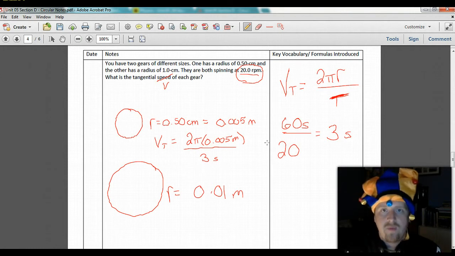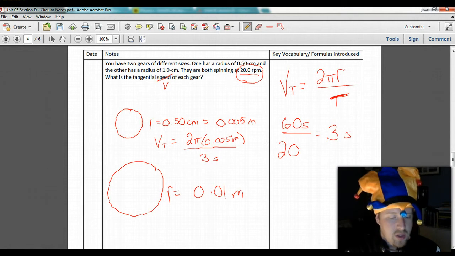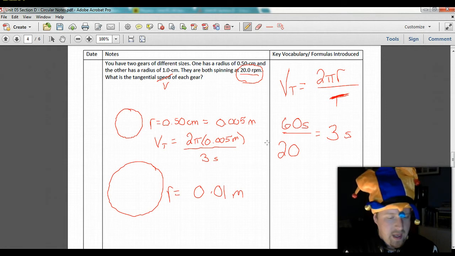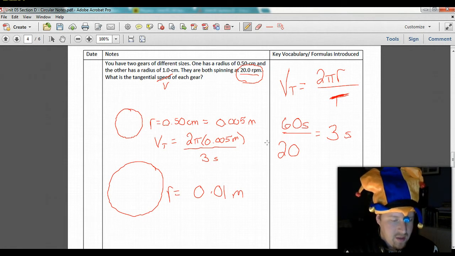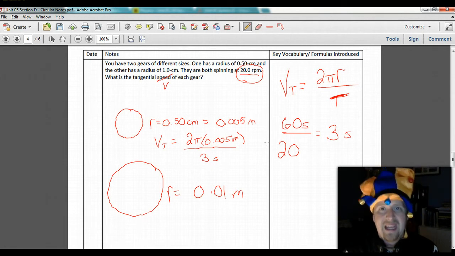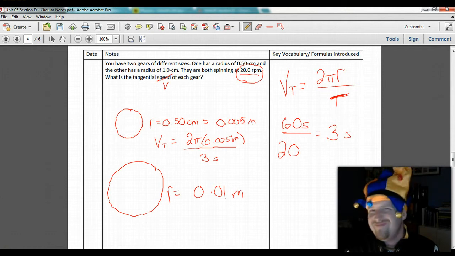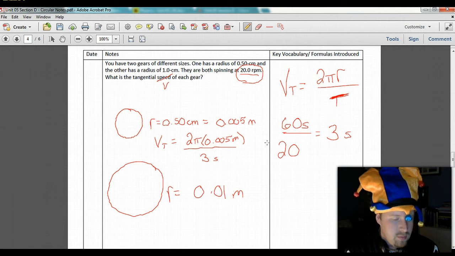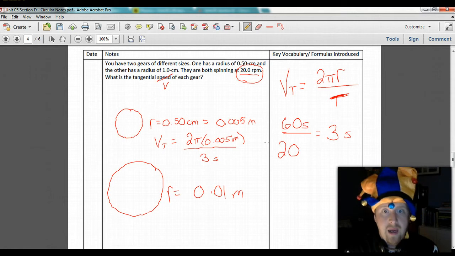It's a good approximation, and for our purposes, it's just fine. Because I'm using my cell phone, I can turn it sideways and there's a pi key, but it took me a little bit longer to find it. Sometimes it's just easier to type in 3.14. So I have 2 times 3.14 times 0.005 divided by 3.